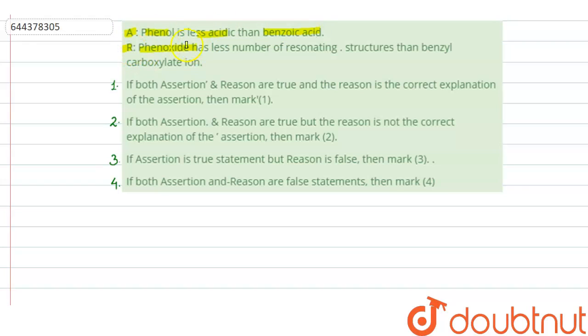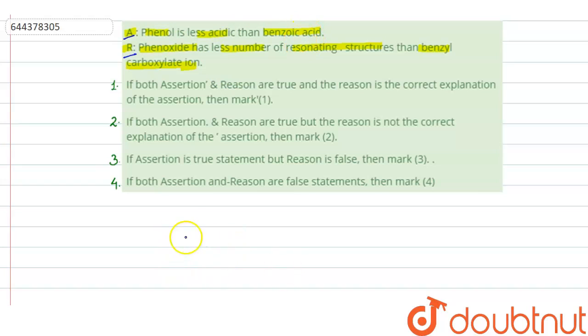And the question says that assertion: phenol is less acidic than benzoic acid. Reason: phenoxide ion has less number of resonating structures than benzyl carboxylate ion. So in this question, two statements are given, assertion and its reason. We have to check whether this is true or not, right? So in option A is given, phenol is less acidic than benzoic acid.